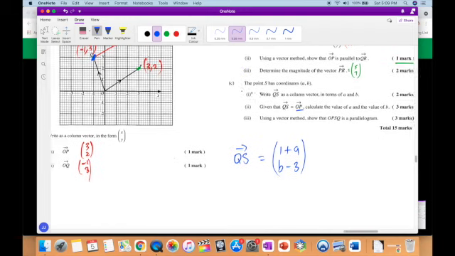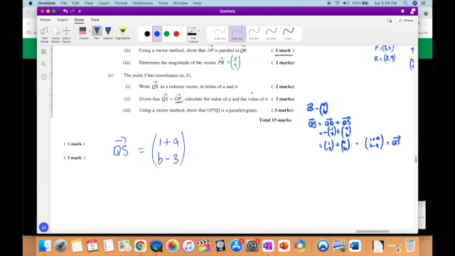OP is 3, 2. So therefore, if QS is equal to OP, that means that the X values are equal. Therefore, 1 plus A will be equal to 3. Right? 1 plus A is the X value for QS, and 3 is the X value for OP. And then B minus 3 is going to be equal to 2. These are the Y values.